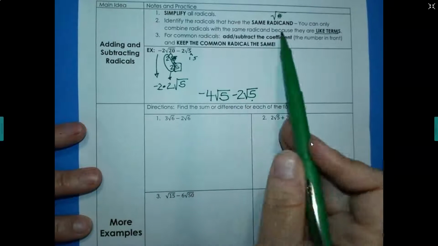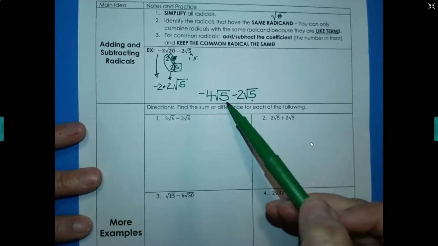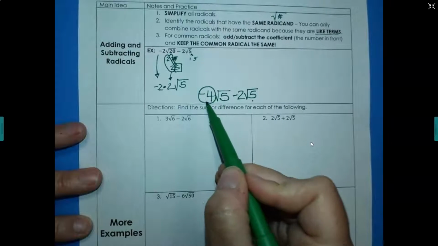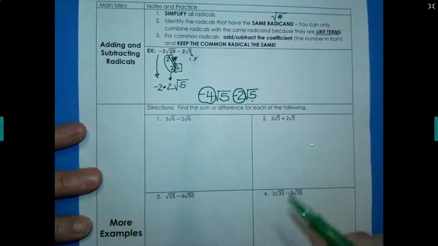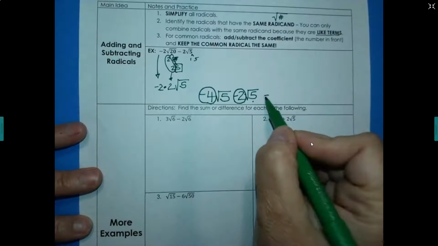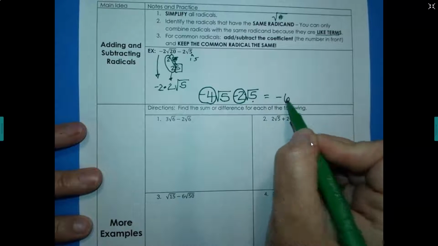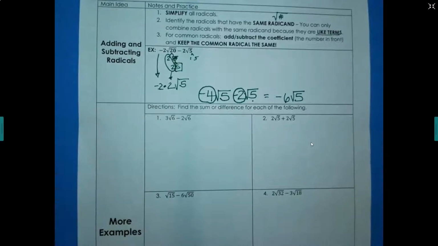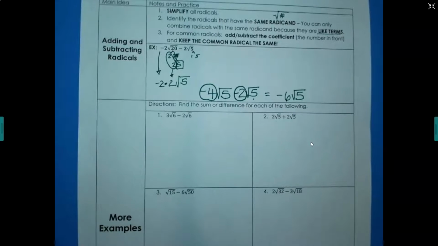You can only combine radicals that have the same radicand because they're like terms. Add or subtract the coefficients. So what that means is negative 4 minus 2. If I am at negative 4 and I go 2 more negative, I end up with negative 6, and then keep the common radical the same, square root 5. All right, so hopefully that's not too complicated. We're going to try several of them here to help you with it.